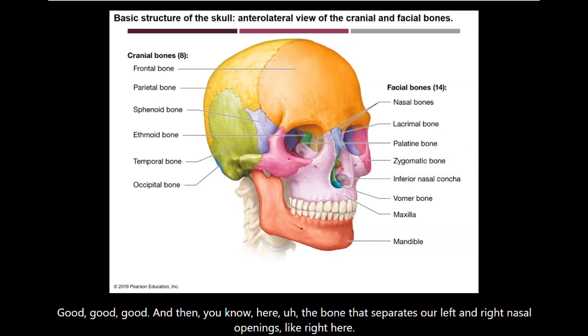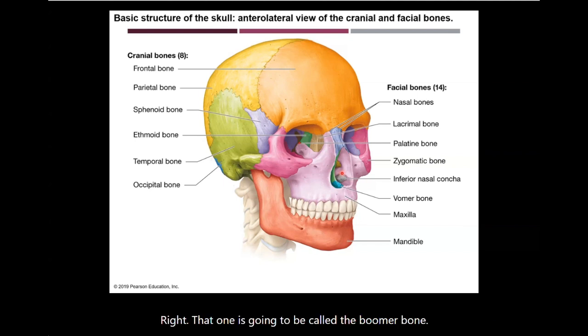Good, good, good. And then you know here, the bone that separates our left and right nasal openings, right here? That one is going to be called the vomer bone, okay? Vomer bone. So what's the name of the bone that separates our left and right nasal openings? Vomer bone. And then we have something easy here. This part is called the nasal bone, okay? So these are good. I'm going to add a couple more.